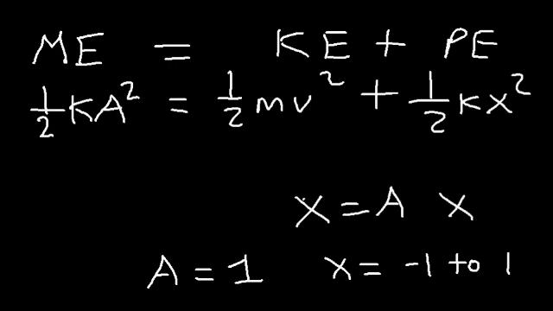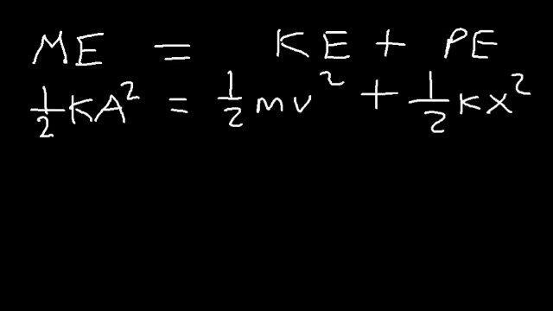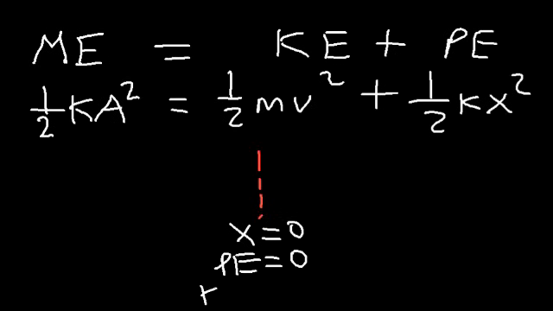And whenever x is equal to 0, that is at the equilibrium position, potential energy is equal to 0. So let me organize this information. Let's say this is the equilibrium position where x is 0. At that point, the potential energy will be equal to 0. So KE is at its maximum. KE equals the mechanical energy. The mechanical energy of the system is constant if there's no friction. The mechanical energy is the total energy of the system.